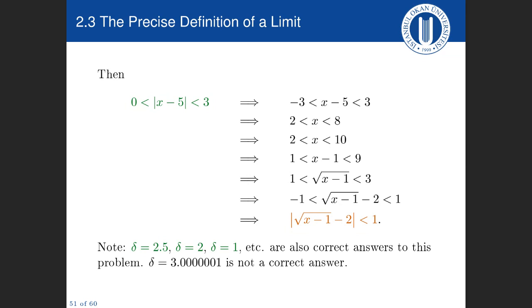As I said before, delta equal to 2.5, delta equal to 2, delta equal to 1, etc. are also correct answers to this problem. But delta equal to anything which is bigger than 3, for example, 3.0001, is not a correct answer. The question didn't say choose the biggest possible delta. The question just said choose a delta which works. So there are infinitely many correct answers to this question.